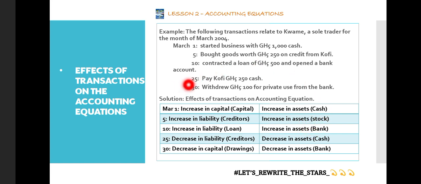Now we move on to the 25th of March. Pay Kofi 250 Ghana cedis cash. So you see here on the 5th, we were owing Kofi.